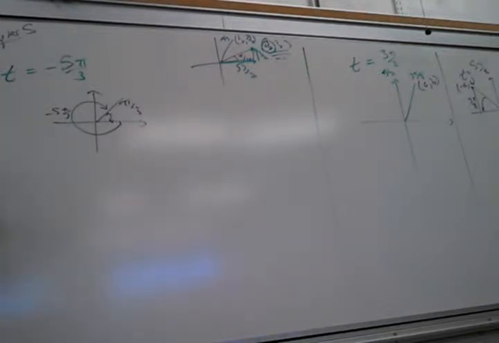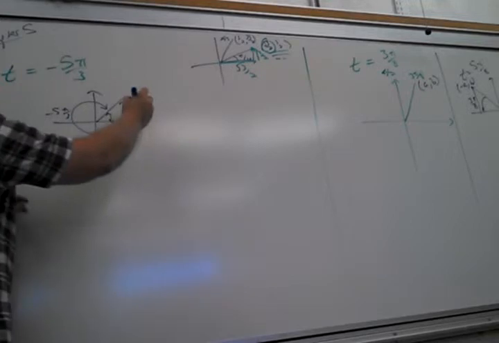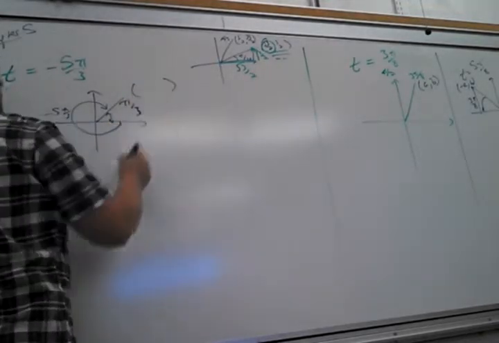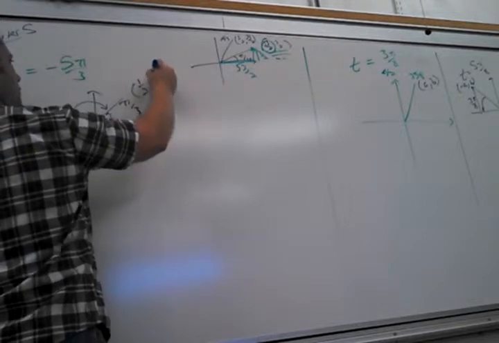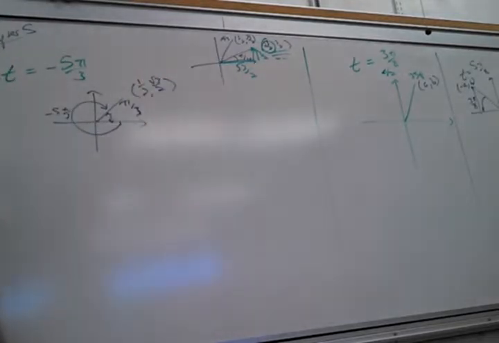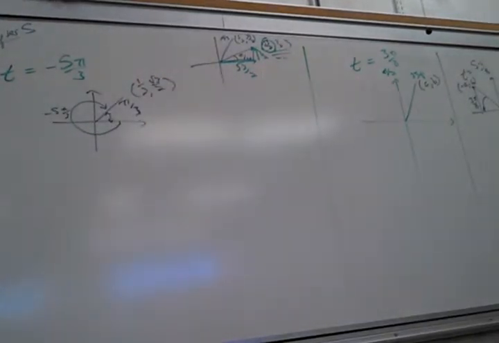Cool. So then what would the point be? One half, yeah, we already know what it's going to be. One half, root 3 over 2. All right, that was kind of nice because it landed right on its own angle.